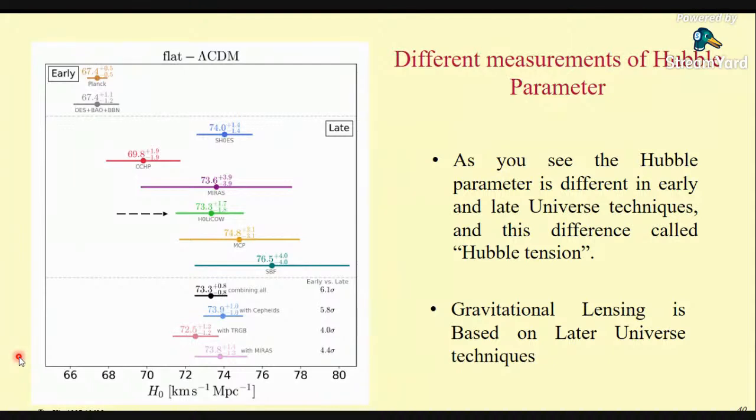The one that is defined with the dashed arrow is the baseline gravitational lensing technique, H0LiCOW. This technique is based on lensing. And this is something that is new.